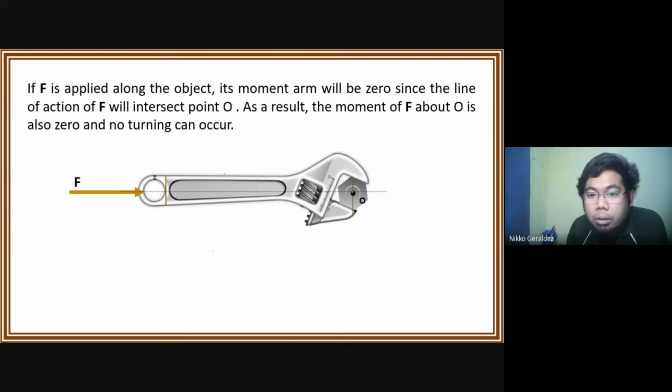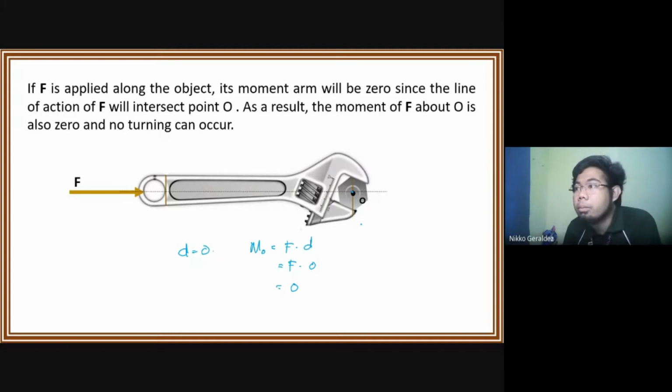So, kapag ganyan, your perpendicular distance is 0. The line of action of the force F intersects the moment center, so D is equal to 0. Kaya pag kinumpit mo yung moment at point O, force times perpendicular distance, so force times 0, that is 0. Pag 0 moment, walang rotation, walang turning na nagaganap. Kaya nga sabi sa definition kanina, dapat yung point of rotation wala sa line of action ng force.